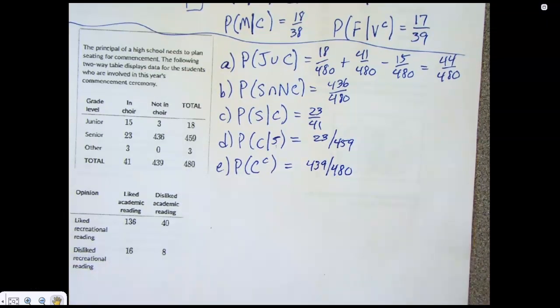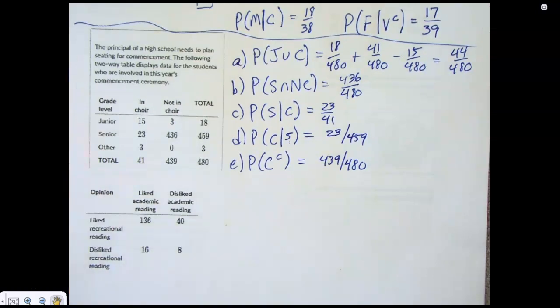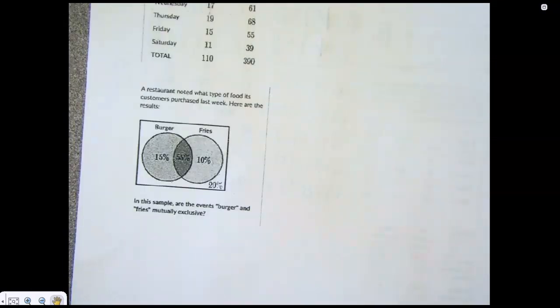Okay. We're going to skip this one because I'm going to leave some of this for a more about tomorrow type of thing. Go to the first Venn diagram one. So restaurant, notice what type of food, got burger and fries.